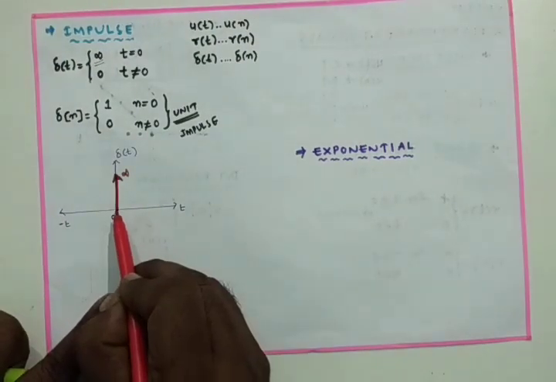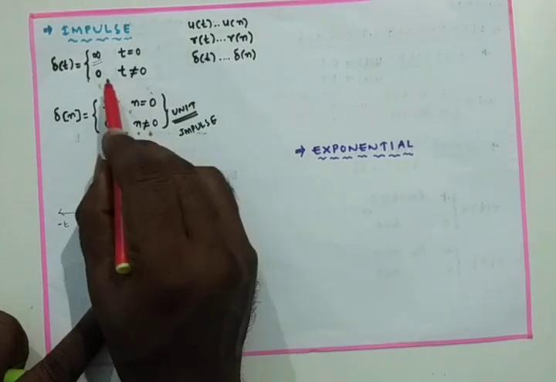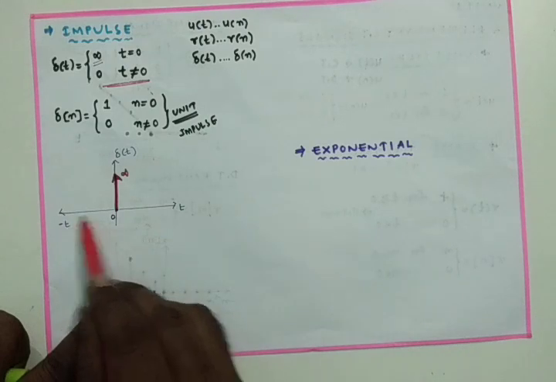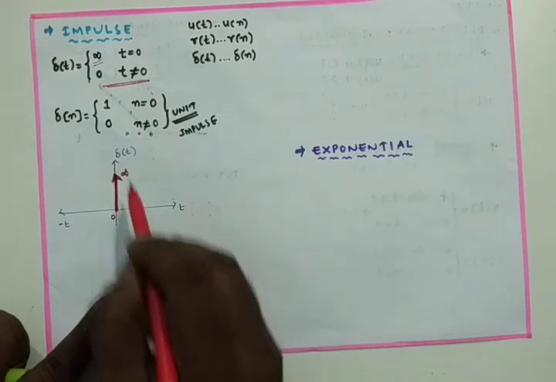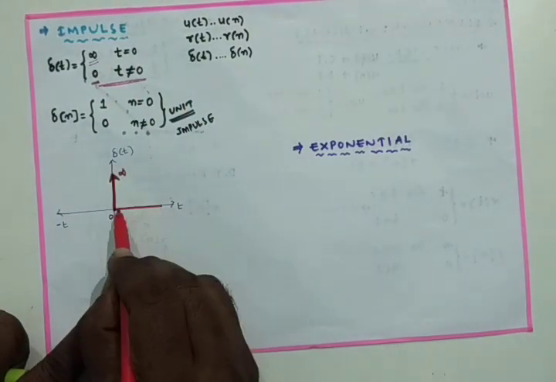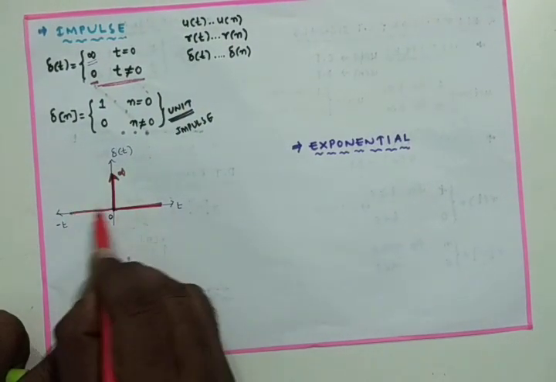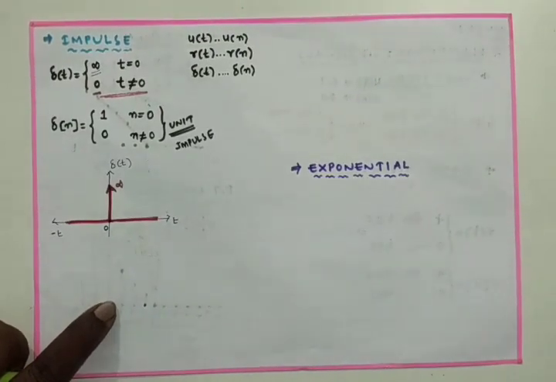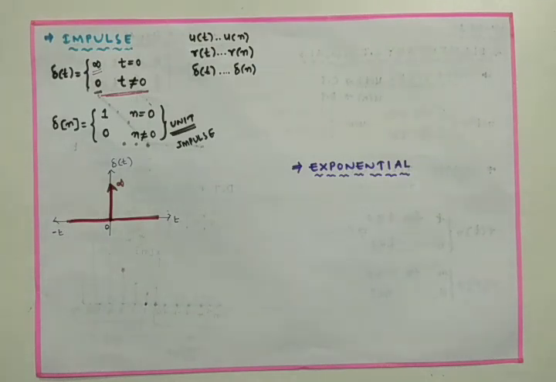We have defined the signal at 0, but at t not equal to 0, that means what? This part is t not equal to 0, this part is also t not equal to 0. At t not equal to 0 the amplitude is 0, so we can draw the signal like this. This type of signal is named the continuous time impulse signal, and we can draw the graphical representation of the discrete time impulse signal also.